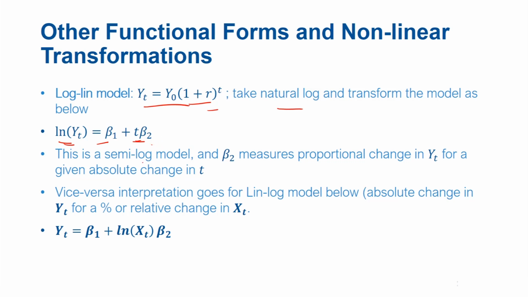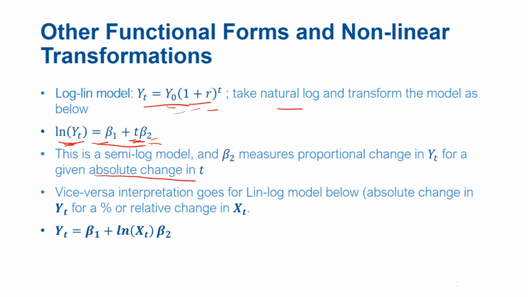Now please note, this is a semi-log model because the dependent variable yt is in log form while the independent variable t is not in log form, and therefore the interpretation of beta 2 is as follows. Beta 2 measures the percentage or proportional change in yt for a given absolute change in t. However, if your coefficients of interest were y naught and 1 plus r, the interpretation is not exactly identical to them. Nonetheless, this model can be estimated with the help of the OLS procedure.